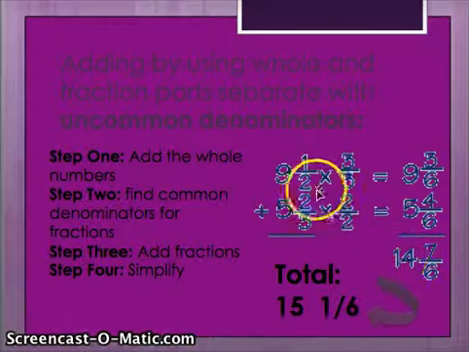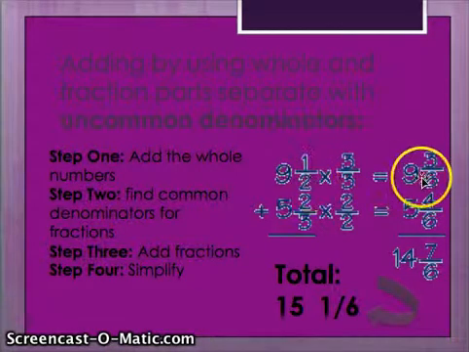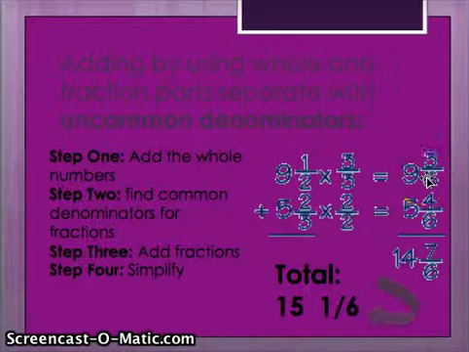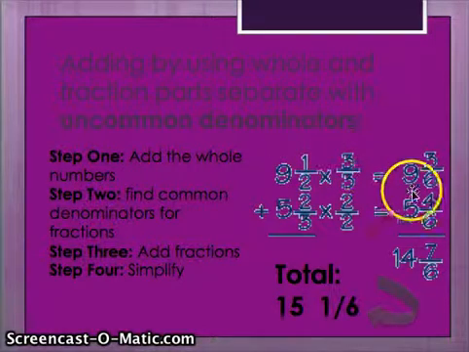I'm going to convert the half to 3/6 because I need to get 6ths. So I took 2 times 3, which is 6. What you do to the denominator, you have to do to the numerator. So 1 times 3 is 3. So I now have 9 and 3/6.